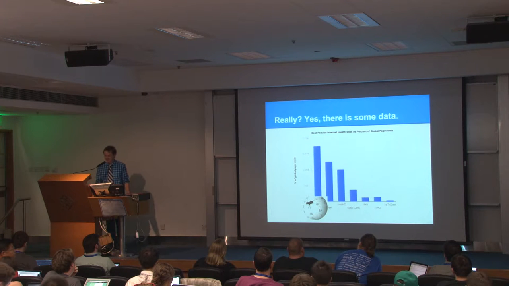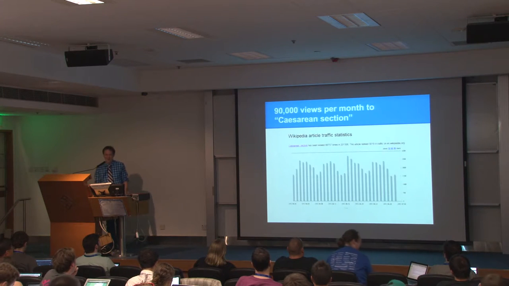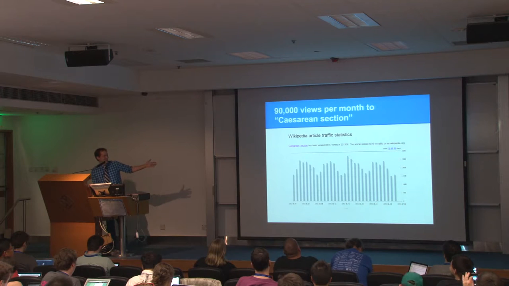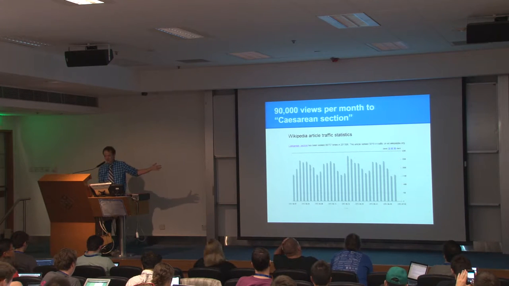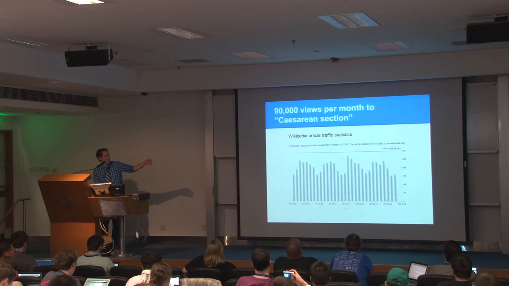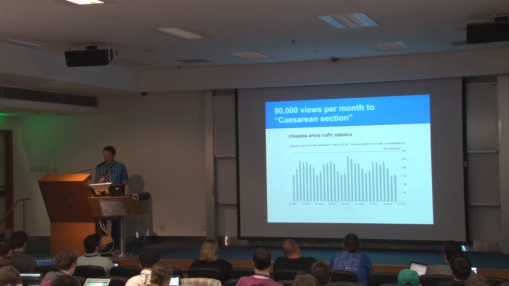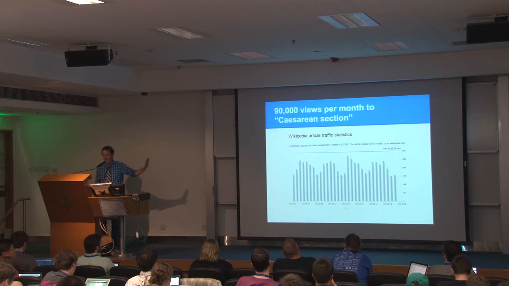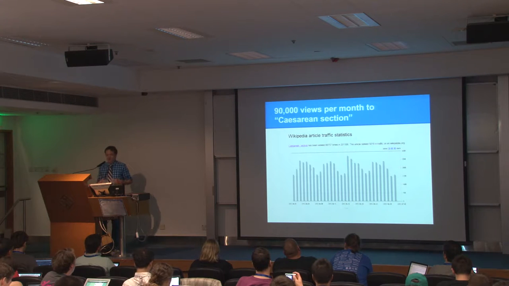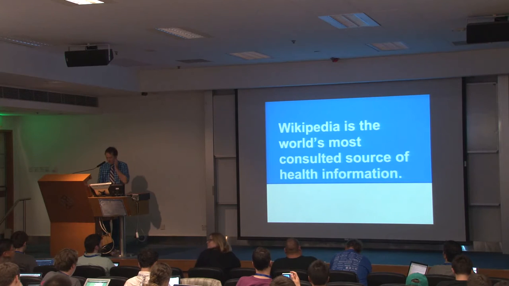There's also some absolute data about how many people are going to the Wikipedia article on cesarean section. It says there are 90,000 views per month. This is in about the top tenth of a percent of Wikipedia articles by popularity. It's one of the most popular articles on Wikipedia, and many people don't realize just how popular health articles are on Wikipedia. They're extremely popular.